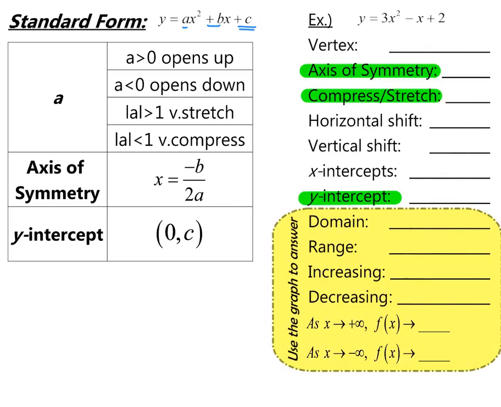So given this example of a quadratic written in standard form, let's go ahead and write in the information that we can find, which I have highlighted. So first, the axis of symmetry. We need to use the equation x is equal to negative b over 2a. Now, our b is negative 1, and our a is equal to 3.